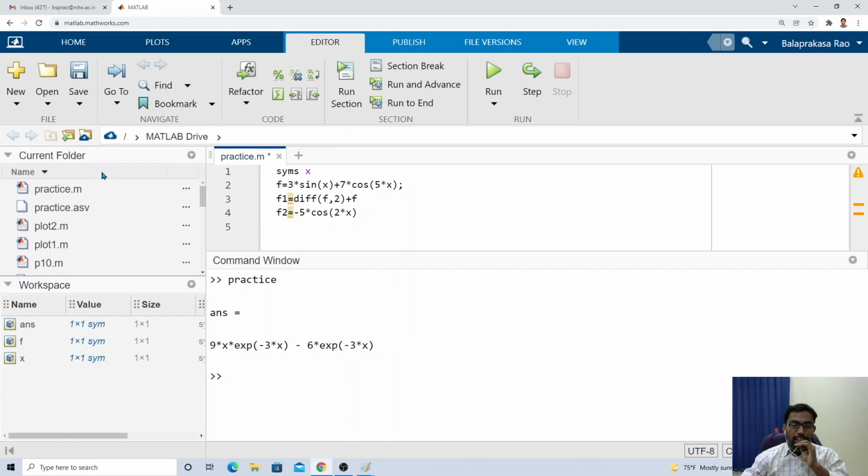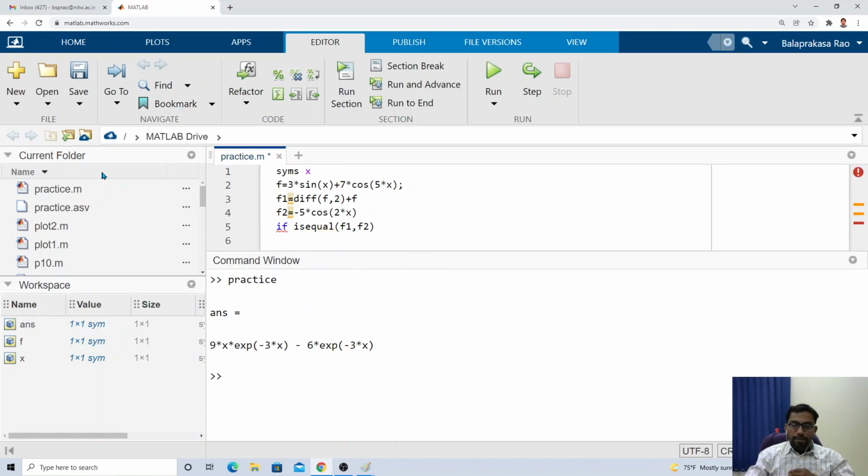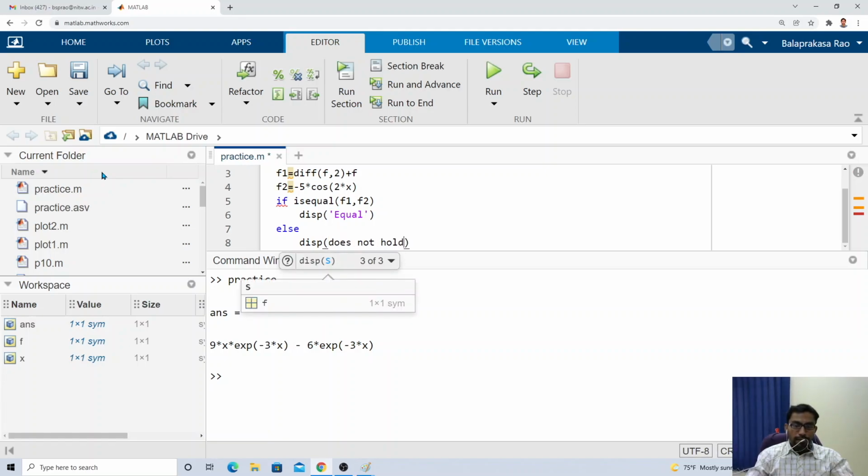How to check whether both are equal or not? There is an inbuilt function isequal. You supply two arguments, and it will check whether both are equal or not. So let me supply f1 and f2. If both are equal, let me display that both are equal. Otherwise, else, what do we do? Let me display that the equation does not hold.